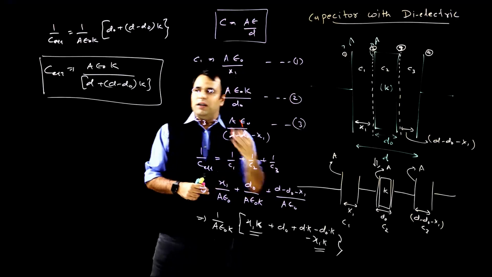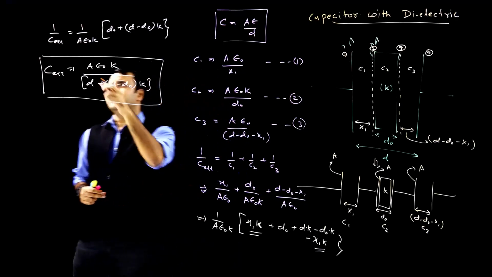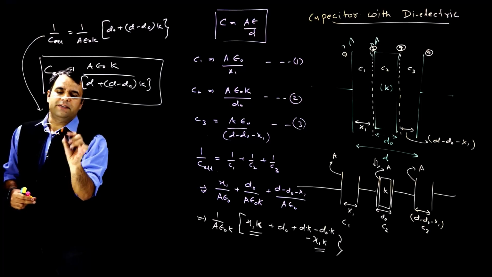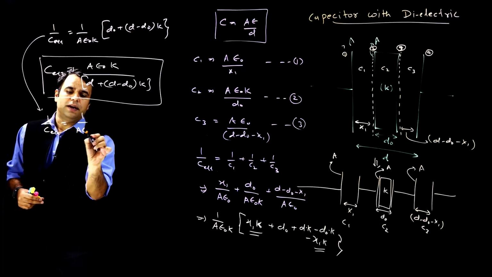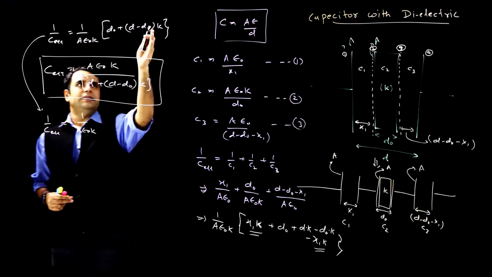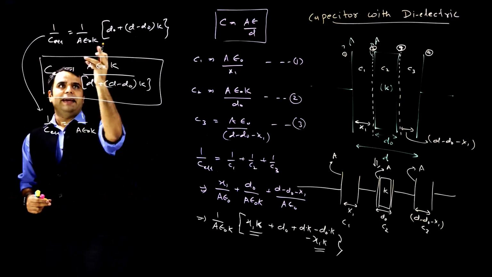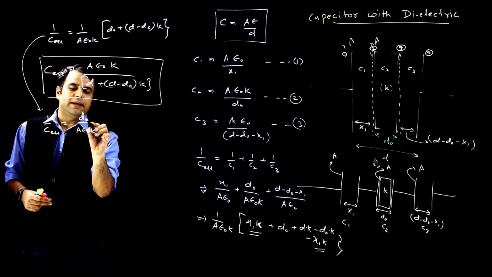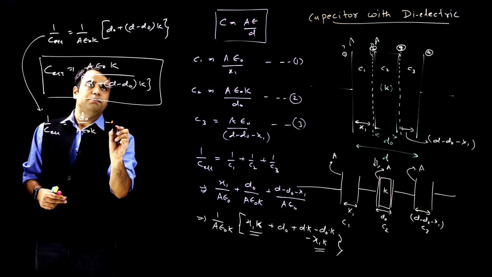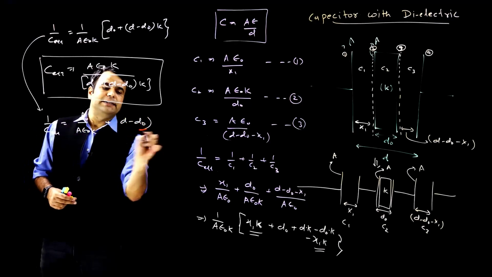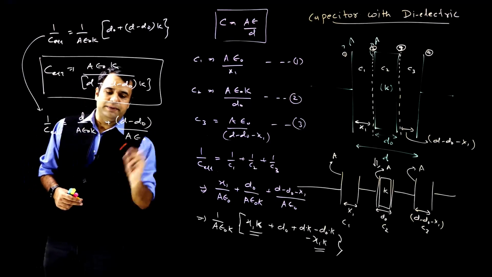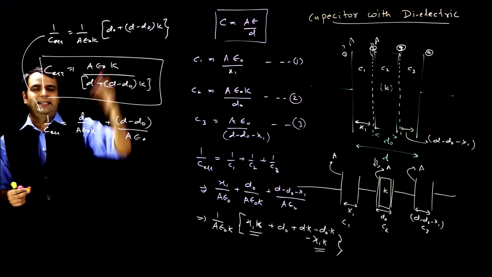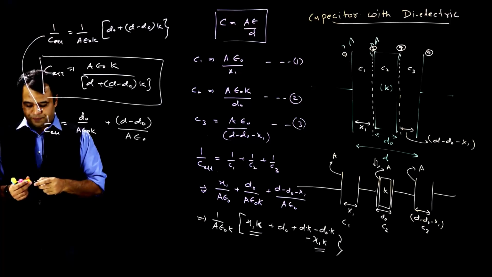Now, one more thing we can see here. If I rewrite this formula, 1 upon C effective equals D0 upon A epsilon naught K plus D minus D0 upon A epsilon naught. I just divided the whole formula by A epsilon naught K and simplified it.